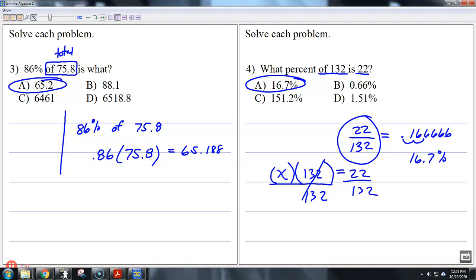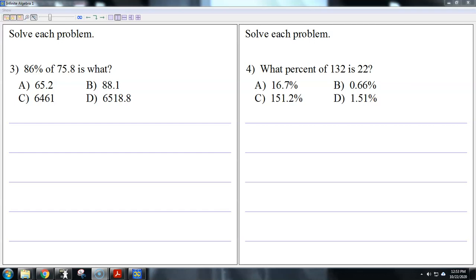Now, some people confuse this and think about percent change. This is not a percent change problem. They're not asking me what the percent did it change by. They're saying what percent is one number of another number. So those are 2 different kind of animals. Careful on that.